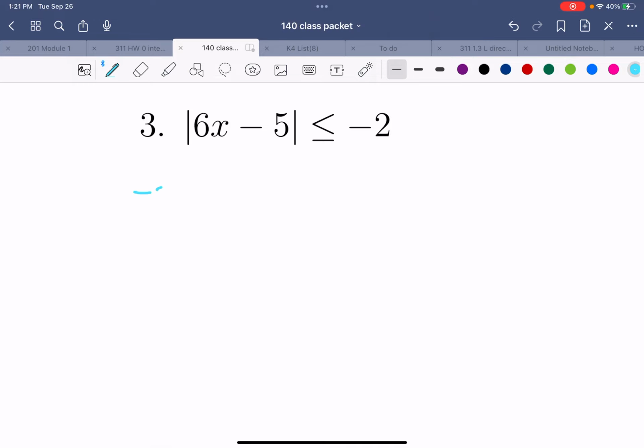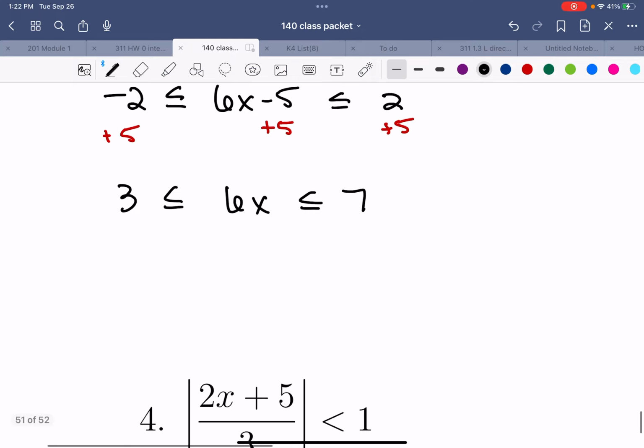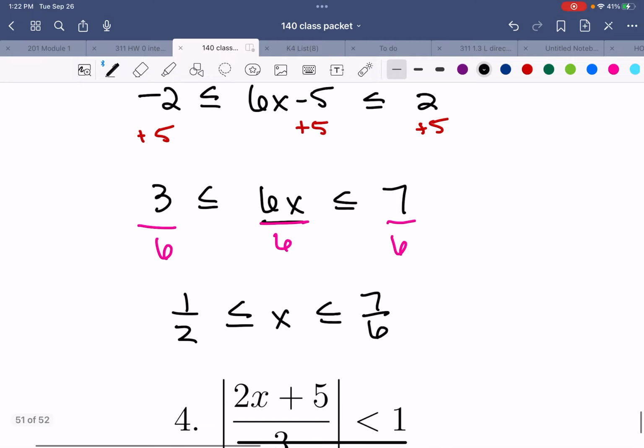I'm going between negative 2 and positive 2. Now, stick with me for a minute. Add 5 to all 3 sides. This is 3. Oops. 3 is less than or equal to 6x is less than or equal to 7. Divide by 6 in all 3 places. That's going to give us 1/2 is less than or equal to x is less than or equal to 7/6.